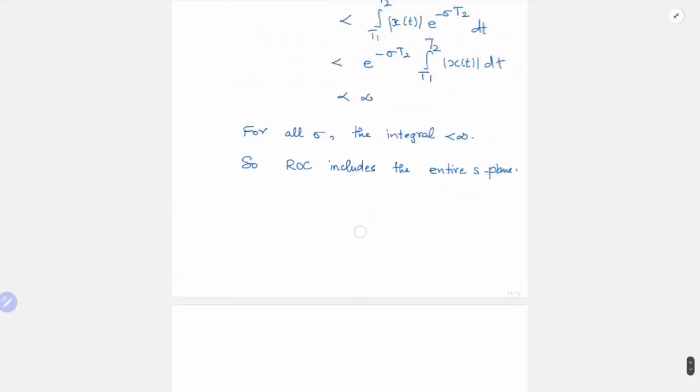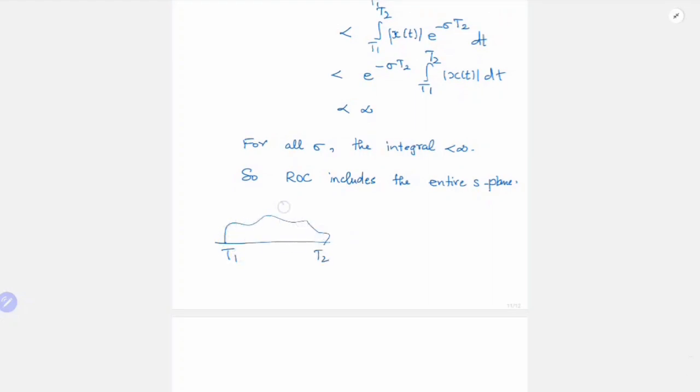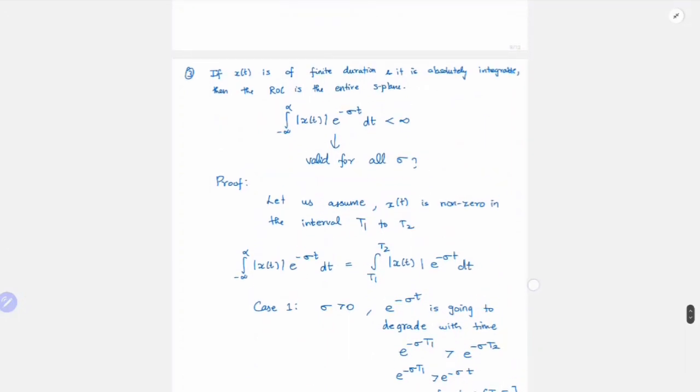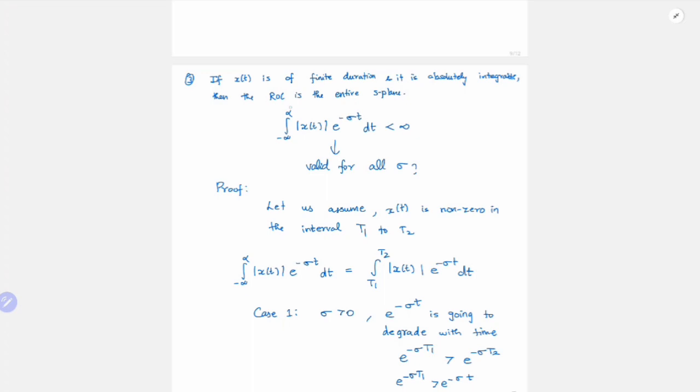Okay, so to visualize this, if you take any signal x of t from t1 to t2, and it is multiplied with e power minus sigma t for sigma greater than 0, it is going to change like this, right? So t1 to t2. Hence it is going to be absolutely integrable. On the other hand, if it is a growing exponential, e power minus sigma t for sigma less than 0, it is still going to look like this only. It will end in a finite value. So this integral is again going to be finite only. For any value of sigma or any t1, t2 you take, it will never go to infinity. So for x of t of finite duration and absolutely integrable, we have the region of convergence as the entire S-plane.